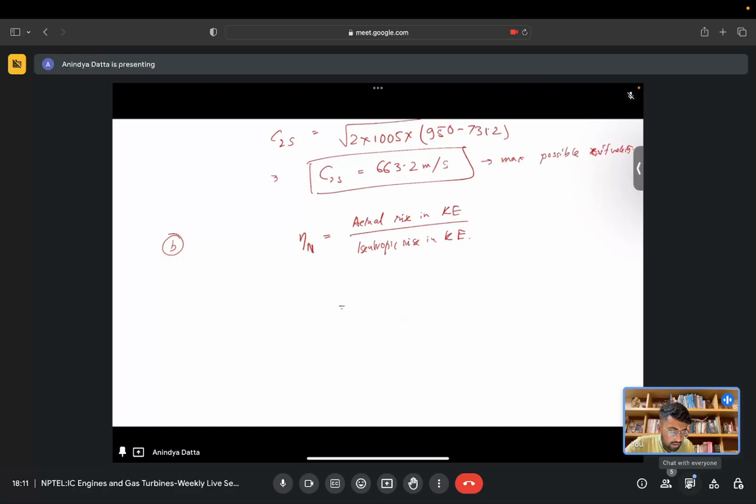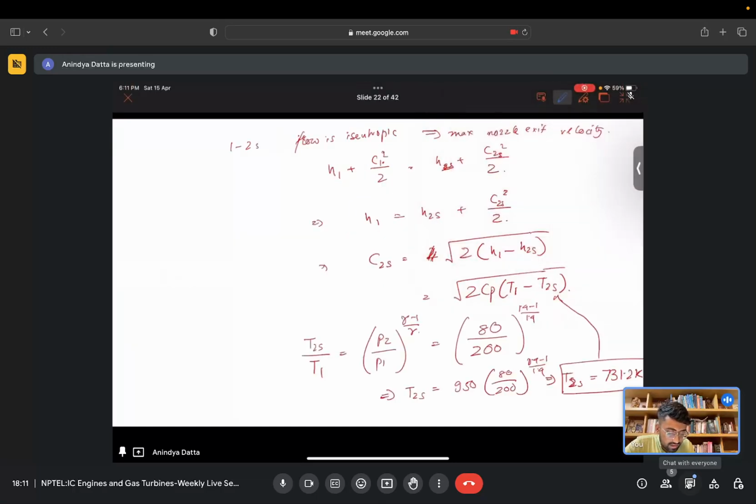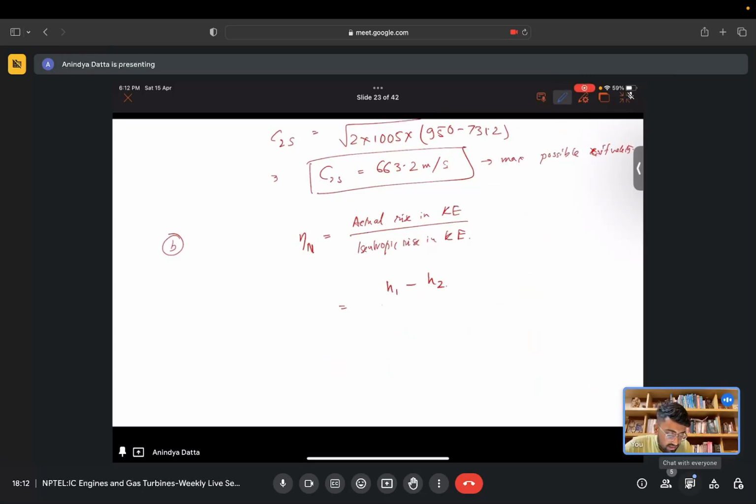So what is the actual rise in kinetic energy? That is equal to H1 minus H2, right? If we come back here and look at this expression, what is the rise in kinetic energy? It is just the difference in enthalpies. C2s squared by 2 is our rise in kinetic energy, because the initial kinetic energy is 0, so that is the difference in enthalpy. So the actual rise is H1 minus H2, and the isentropic rise is H1 minus H2s.